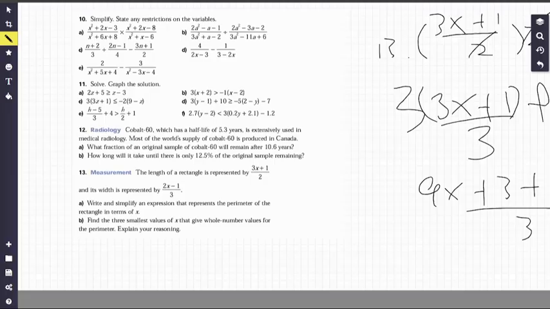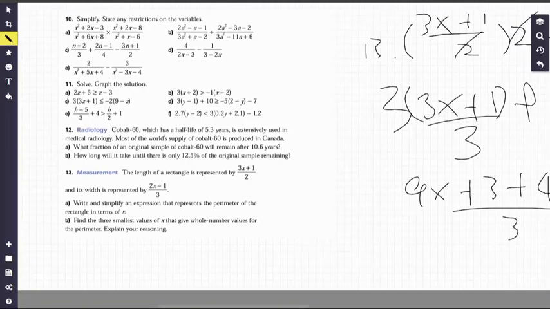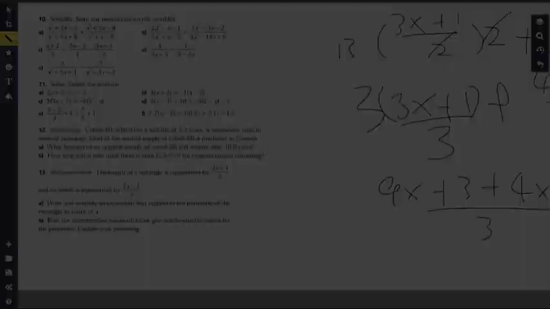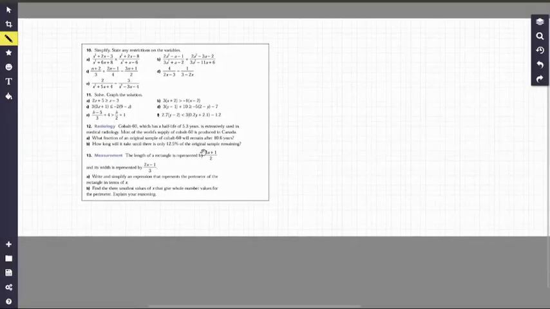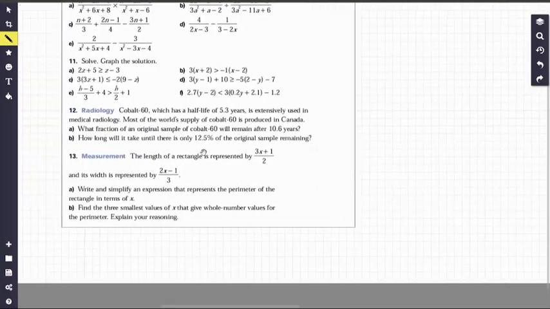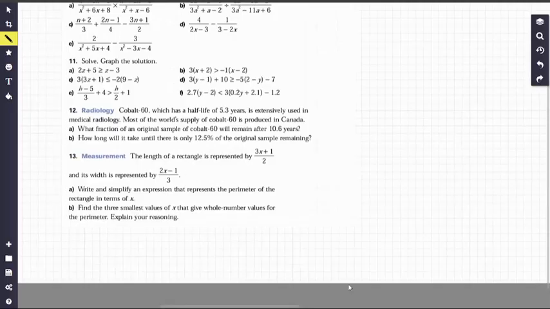Now, find the 3 smallest values of x that will give whole number values for the perimeter. I'm going to leave it here since I want to leave part B up to you, for you to think about how you're going to solve it. It is kind of an interesting question. So if you have any answers, make sure to comment down below.